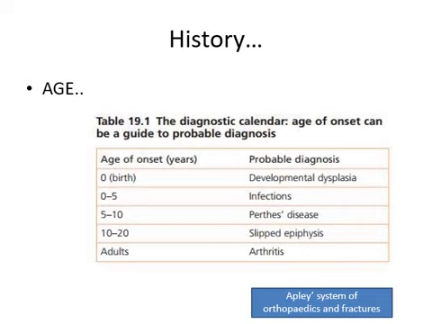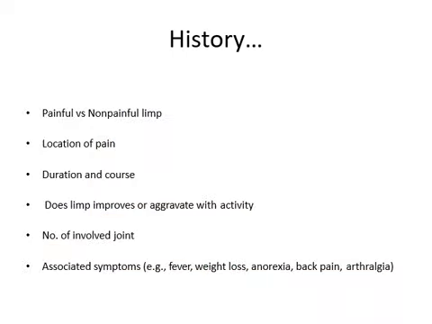Perthes disease is a disease where the blood supply of the head is reduced for unknown etiology. From 10 to 20, slipping of the upper femoral epiphysis can be an etiology as well. Slipping is a disease where the upper femoral epiphysis is moving from its normal position at the top of the head of the femur, and this causes the kid to limp as well.